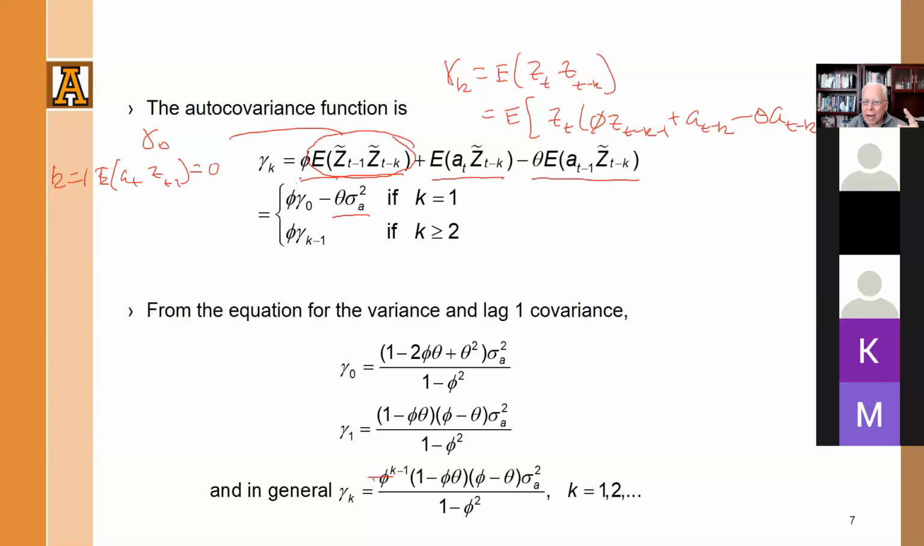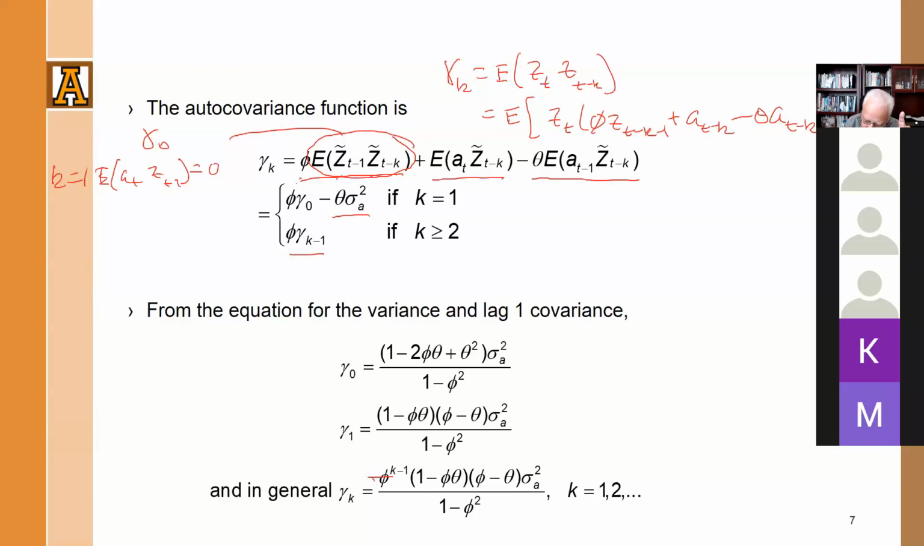If k is greater than 1, what's going to happen here? If k is greater than 1, I have, for example, k equal to 2. Zt minus 1 times zt minus 2. That expected value is going to be what? The covariance? That's going to be the covariance one lag apart, right? It's going to be phi of k minus 1. If k is equal to 2, that will be the covariance of lag 1, right? And if k is equal to 3, that will be the covariance of lag 2. So that's phi times gamma k minus 1.